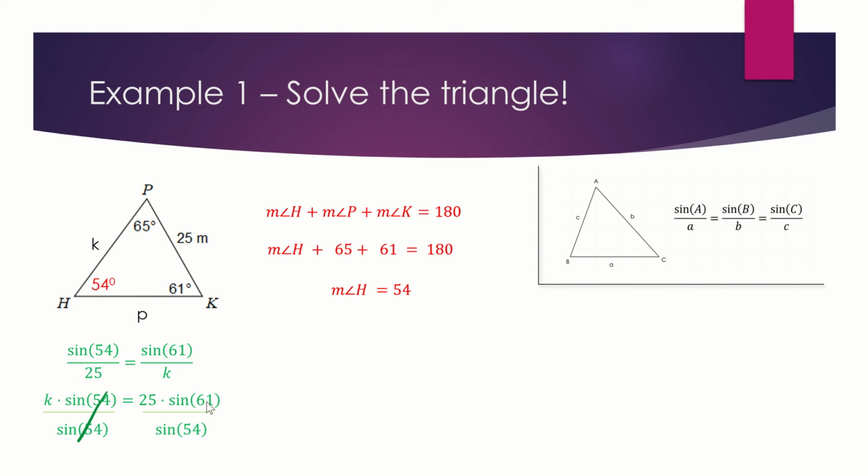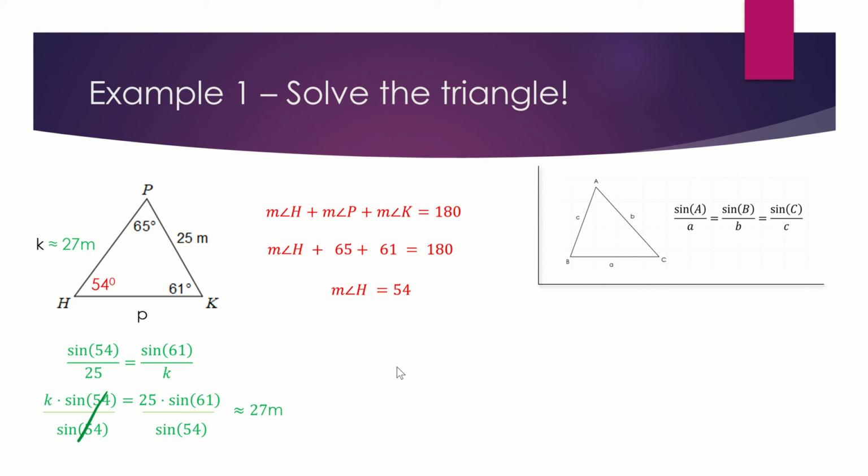So 25 times the sine of 61 divided by the sine of 64. If you do that, you get approximately 27 meters. So let's go ahead and put that in for the segment K. Now what we need to do is figure out what P is.